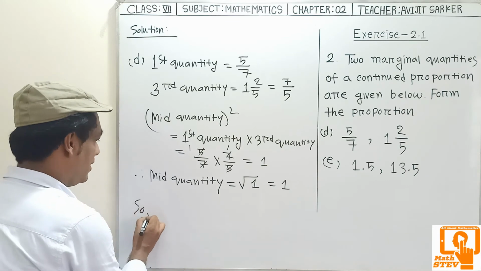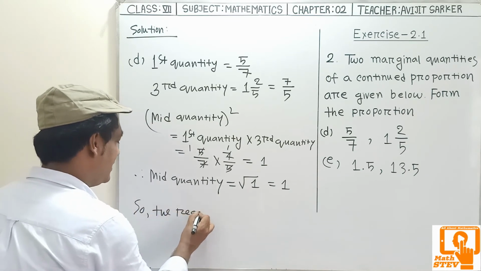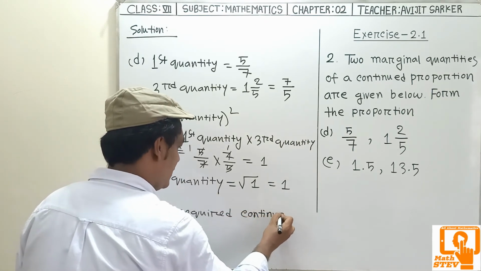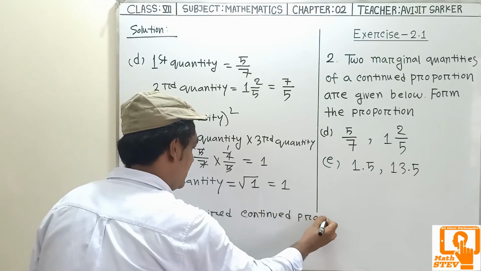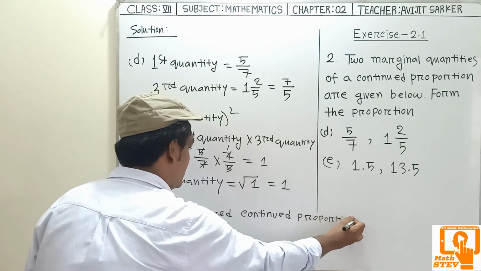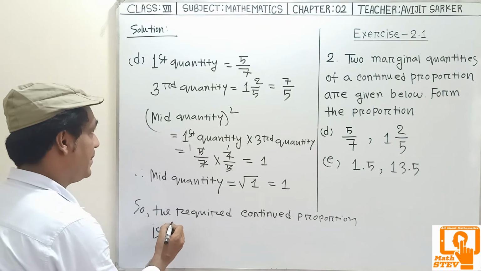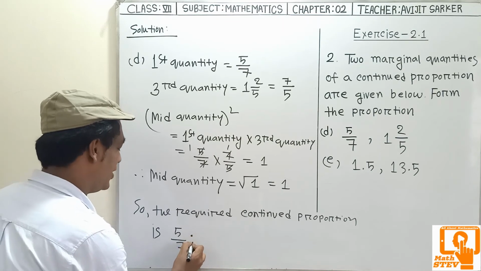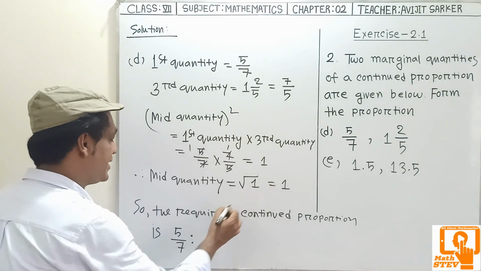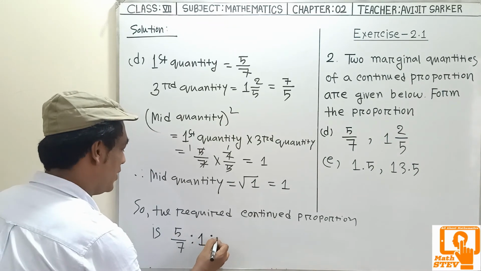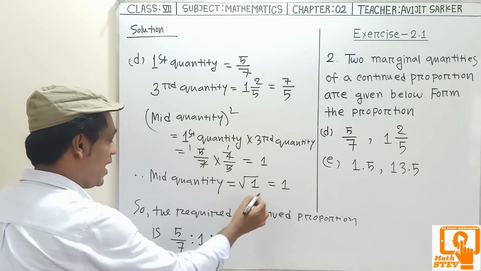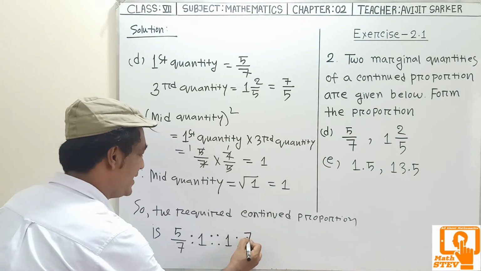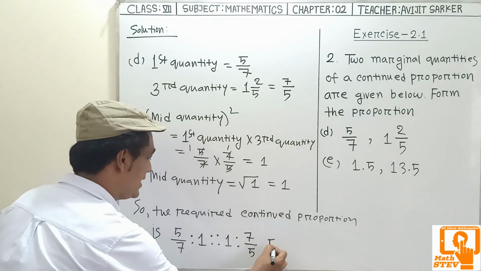So the required continued proportion is first quantity, what is the first quantity? 5 divided by 7, ratio second quantity. What is the second quantity? It is mid quantity 1. Proportion symbol, again second quantity 1, ratio, what is the third quantity? 7 divided by 5. This is the answer.